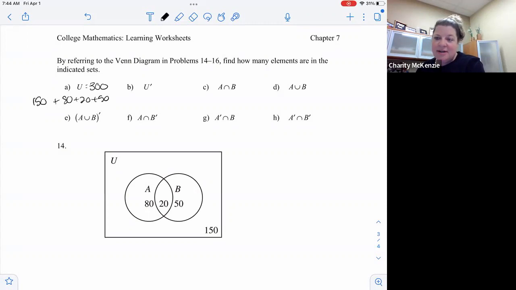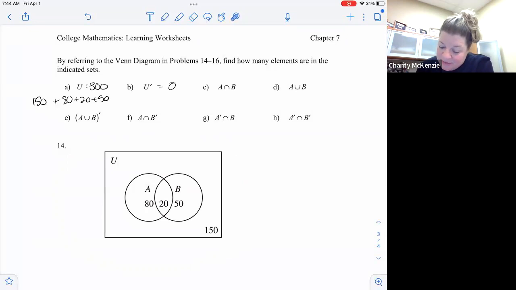Trick question. B is like, how many are not in the universe? Well, sometimes they put a number out here and that would represent not in any of the sets. So maybe set A is in a math class, set B is in a history class, and people who aren't in either of those classes would be outside. But we don't have a number over here, so we would just say 0. How many are in that? None. There's no numbers in there.